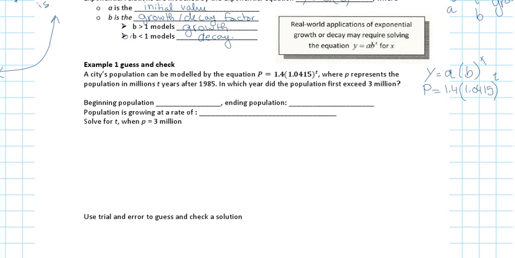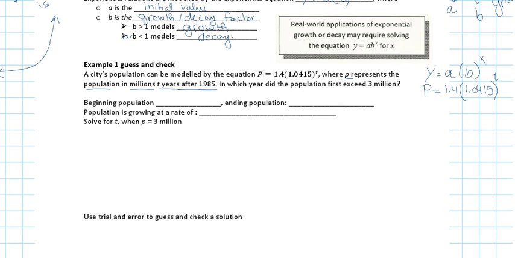Right? Now, P represents what in this scenario? Population. P is the population in millions. So you have to be careful that if your answer is 1, that means it's 1 million. If your answer is 10, that means it's 10 million. And T represents what? The years after 1985. So that's very important because T1 represents what year? 1986. T10 represents 1995, right?